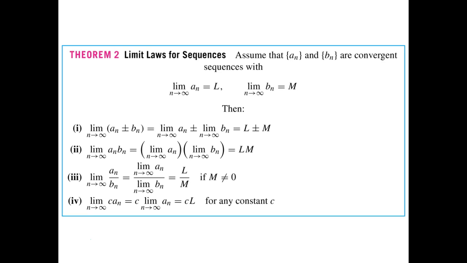Now here's another one that's pretty important, especially if you get to linear situations, which some of you are in. The limit as n goes to infinity of c, some constant, times a sub n: the limit of a scalar product of a sequence is the scalar times the limit of that sequence, and that would be c times L. For any constant c, positive, negative, fraction, decimal, whatever it is. Any real number c. Yes, it's true for 0. It's true for 1. Those are pretty obvious, but it's true for any. So those are your limit laws for sequences.